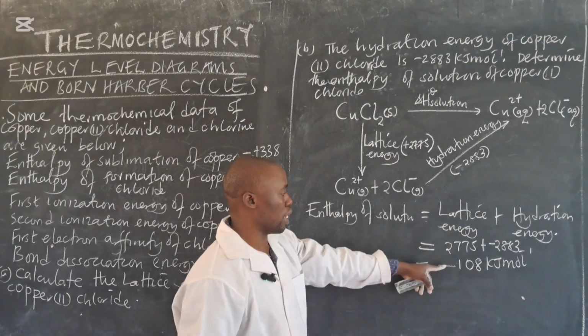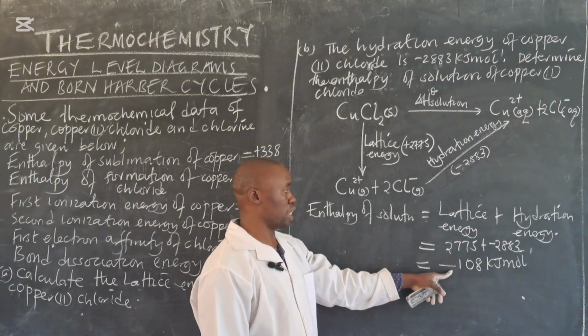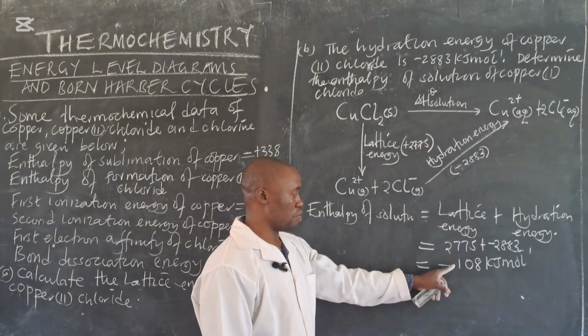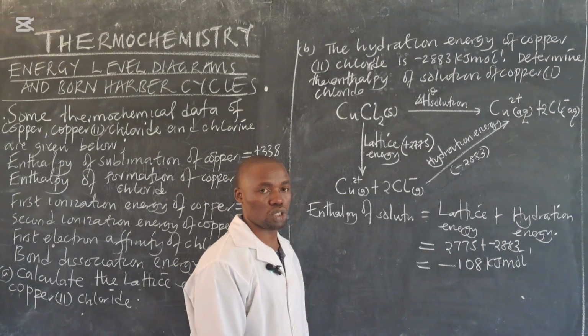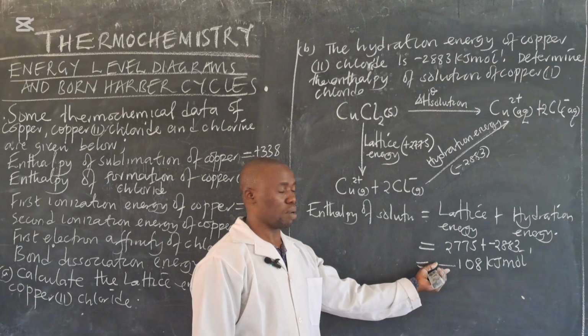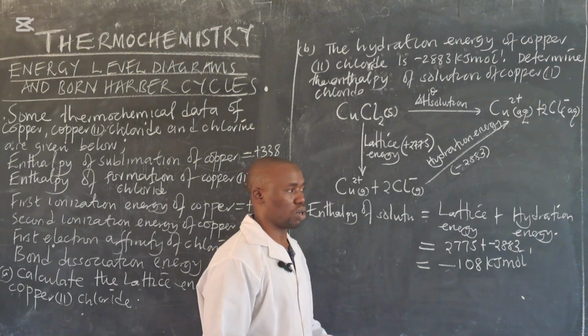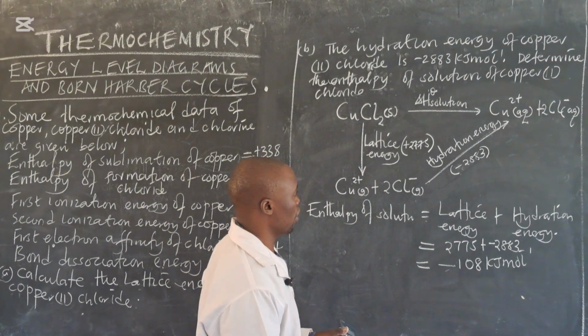Now this value has information about the solubility of copper 2 chloride. If the value is exothermic or negative, then copper 2 chloride is a soluble salt. If it is endothermic, if it's positive, then copper 2 chloride is an insoluble salt.